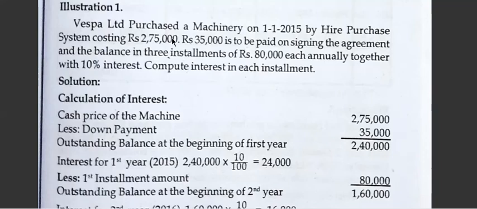The balance in the hire installment. So you have to find out the balance now: 2,75,000 minus 35,000. What would be the amount? You have to find out the remaining amount. That amount will be divided equally annually in 3 installments. 3 installment amounts will be paid. Calculate the interest in each installment.